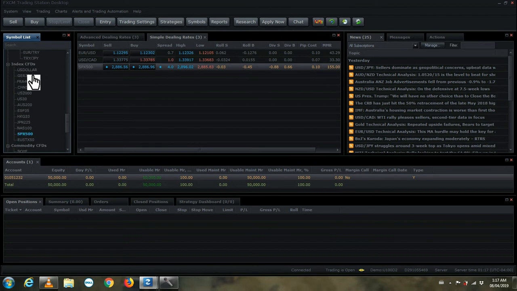And it also gives you all the indexes. The one I like mostly is the S&P 500, but you can trade the US dollar index, the China 50. I think it was closed on Friday. Australian, NASDAQ. I believe the Dow's on here somewhere too. And then you're allowed to trade the major markets. There it is.